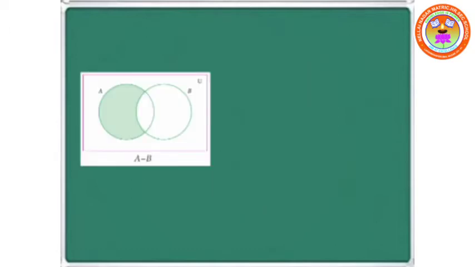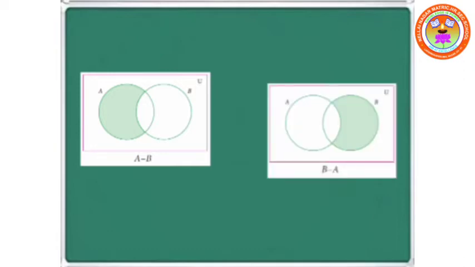This is the Venn diagram for the set A minus B. From A, whatever the elements of B, you have to subtract, you have to eliminate. Next one. This is the Venn diagram for B minus A. From the set B, whatever the portion of A, that you need not shade.